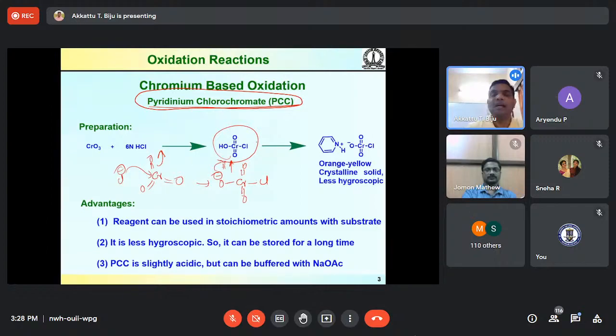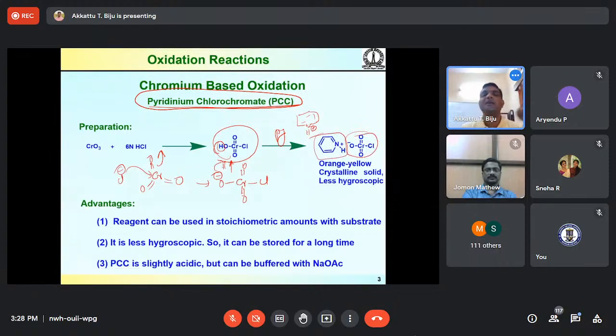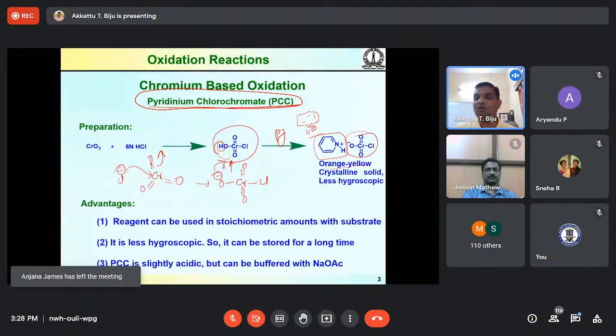Once you generate this hydrochlorochromate intermediate, and if you add pyridine to this reagent, pyridine is also a very good base, so the pyridine can abstract this hydrogen. If it abstracts that hydrogen, what will happen? Pyridine will convert into the pyridinium salt, N positive, and the remaining anion will be generated. That is how it is known as pyridinium chlorochromate, which is an orange yellow solid, crystalline and hygroscopic.